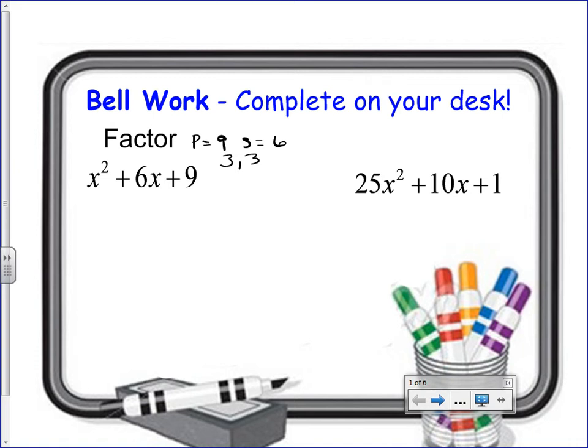Now, what could I do here? What type of trinomial is this? Is this simple or is it one of our trickier ones? Nick? Why is it simple? Yeah, there's no number here, so what's my answer?